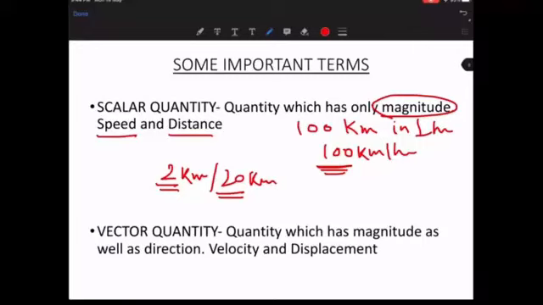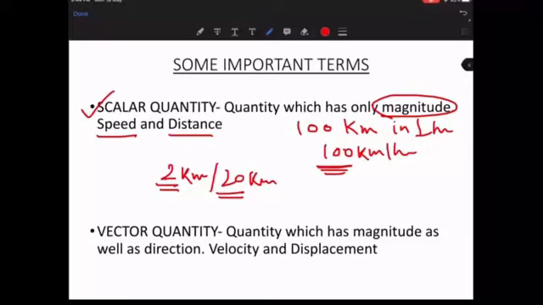Is it clear? Any such quantity which only gives me a magnitude is called a scalar quantity, which only tells me the number. Suppose you score 100 out of 100 in your exam. So that 100 becomes a magnitude.